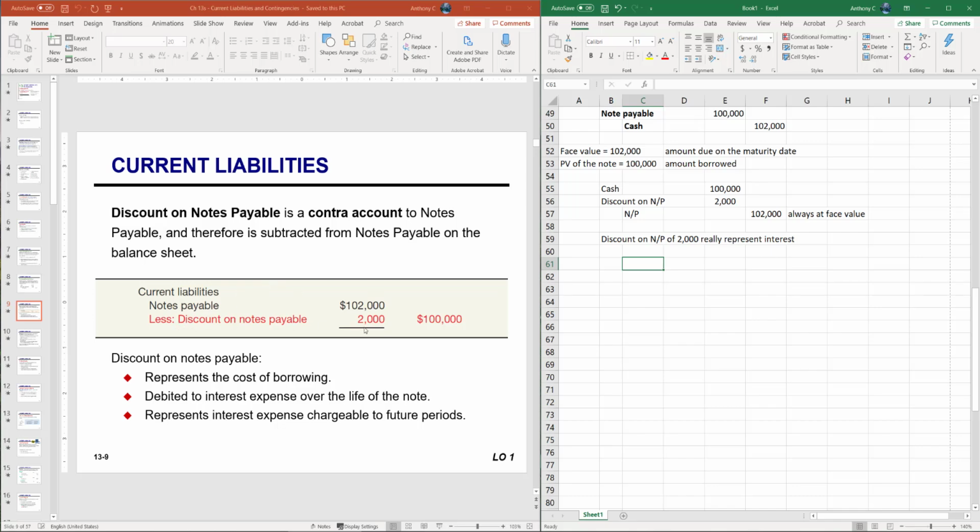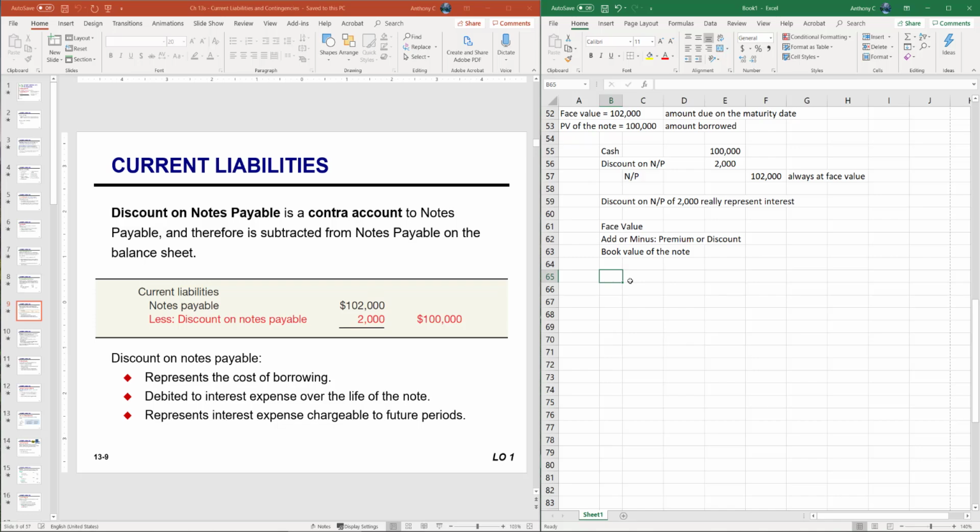From that, we'll subtract out the discount on the notes payable. That gets you to a $100,000 book value. All right, so more generally, face value, add or minus your premium or discount gets you up to the book value of the note or even a bond. All right, and again, this discount just represents interest. You can amortize the discount or the premium using straight line in this chapter. In a later chapter, we'll learn effective interest, but don't worry about that for now.